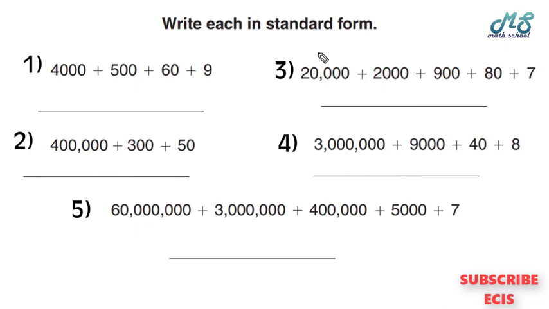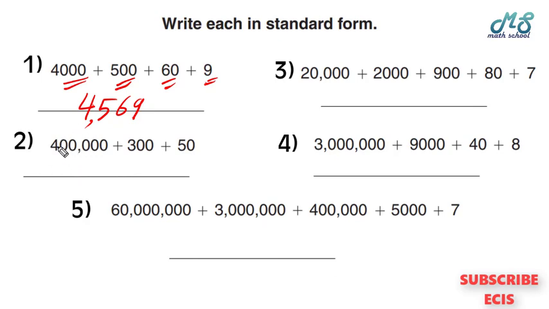How can we write the standard form if we have the expanded form? You can find it in mental math. 4,000 plus 500 plus 60 plus 9. So the number is 4,569. You have to write a comma after 3 digits from the right.